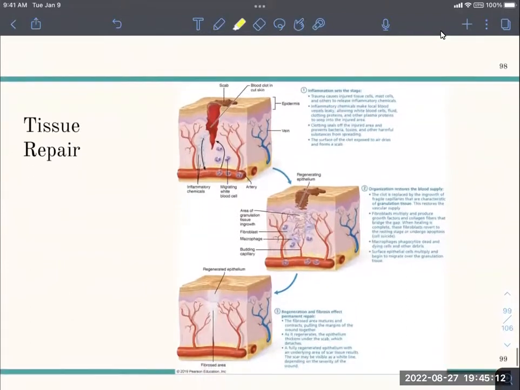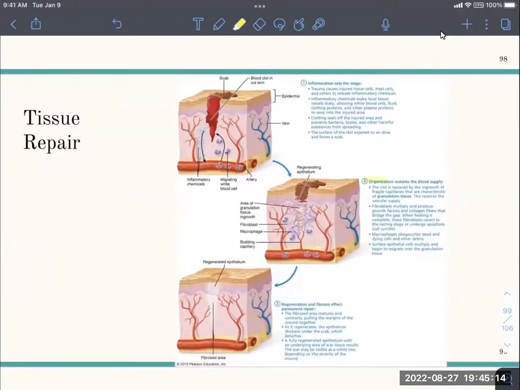So here is step 2. We still have our scab at the top, but the epithelial cells down at the bottom here, these are regenerating. We're also getting new collagen fibers through here. We also have the macrophages, these cells in here, that are phagocytizing that clot. They're breaking it up as the fibers are replacing everything.